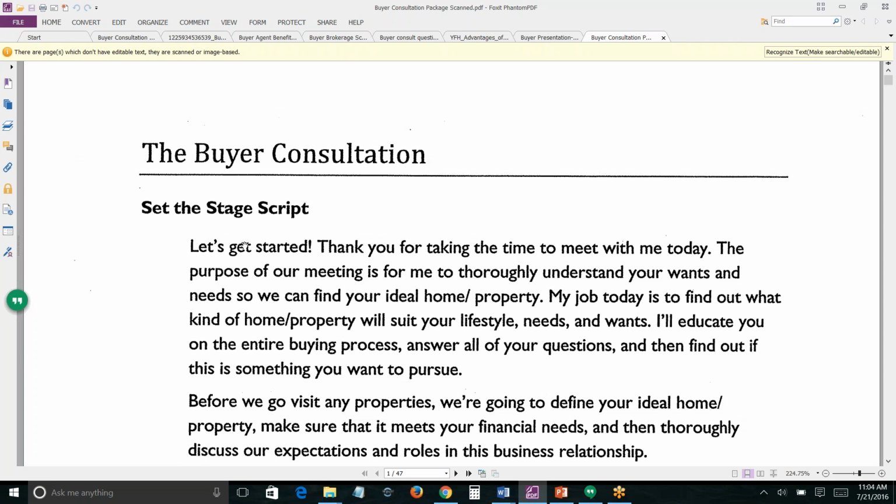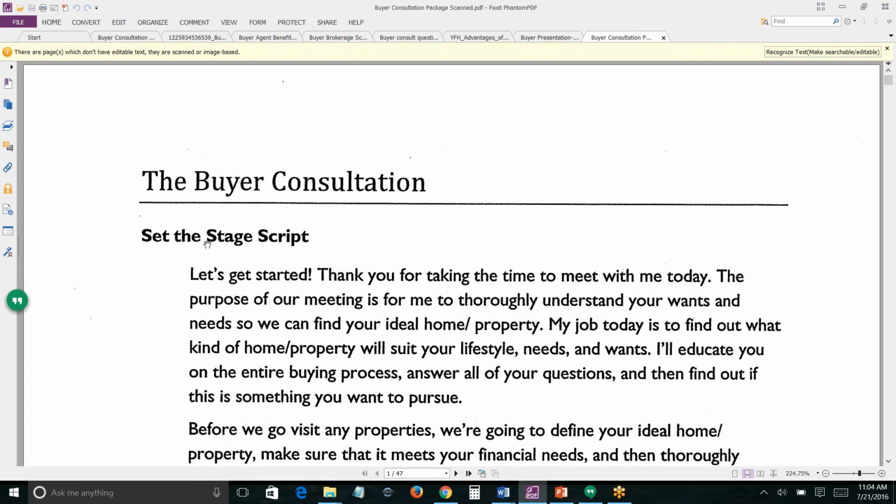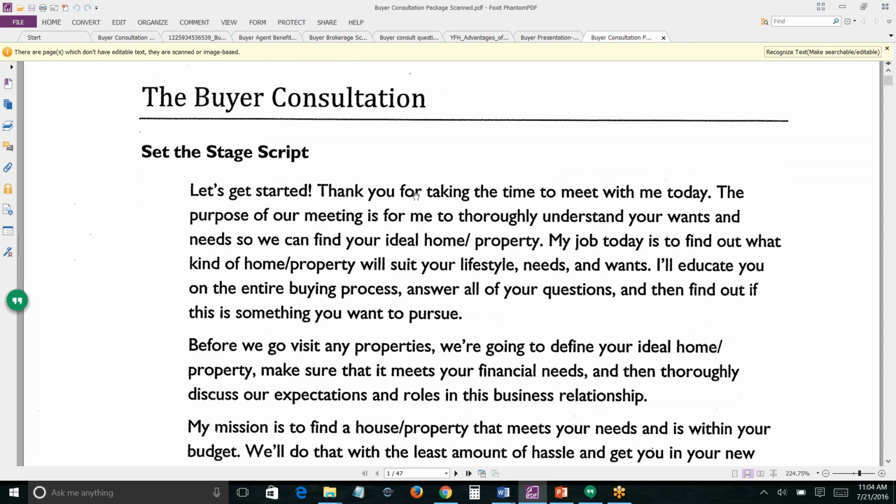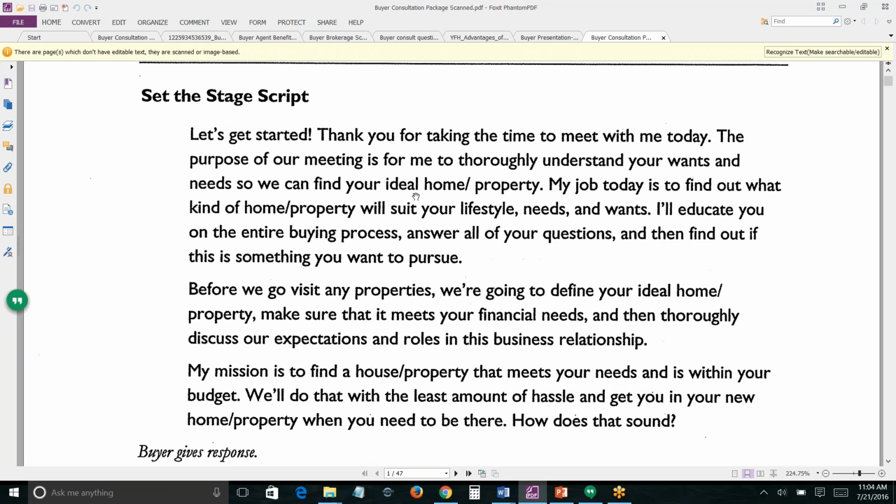So first of all, the beginning of this is a buyer consultation script. I've had several of them, which I've all thrown into the mix. This one is called the Set the Stage script.